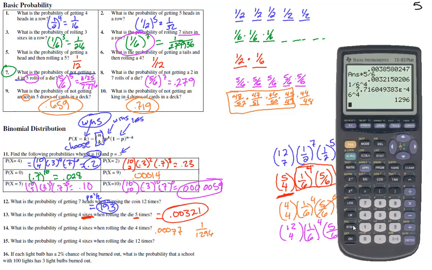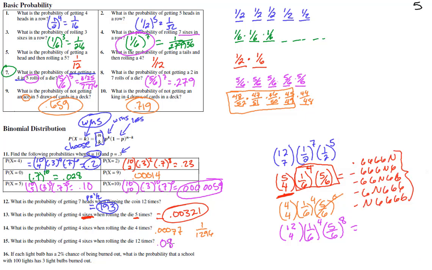So plug this in. 12 choose 4, enter. Now we're going to times it by 1/6 to the 4th power. Then we're going to times that by 5/6 to the 8th power. And that enters, oh yeah, 0.088, so 0.089 there. Okay, so notice we get almost a 10% chance when we roll the die 12 times of getting exactly 4 6s. All right, number 16.